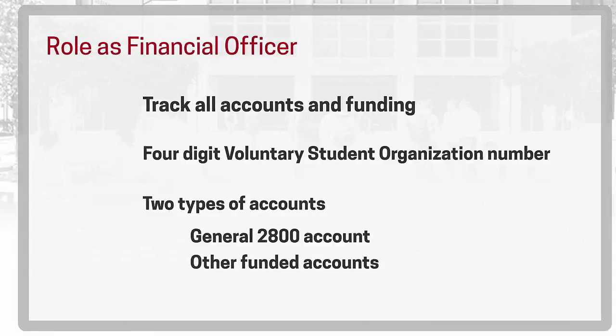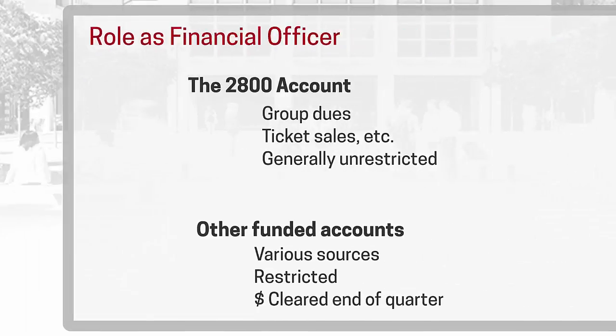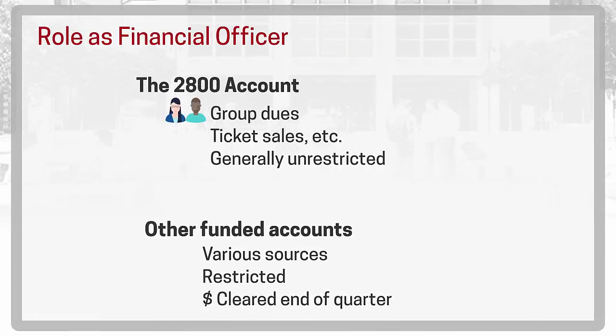Let's review your responsibilities. As a financial officer, you will keep track of all your group's accounts and funding. Each group has a unique 4-digit voluntary student organization number. Each club can have two types of accounts: the general 2800 account and various funded accounts. The 2800 account is your money. It is funded by group dues, ticket sales, etc. For this reason, it is generally unrestricted and can be spent on whatever your group sees fit.